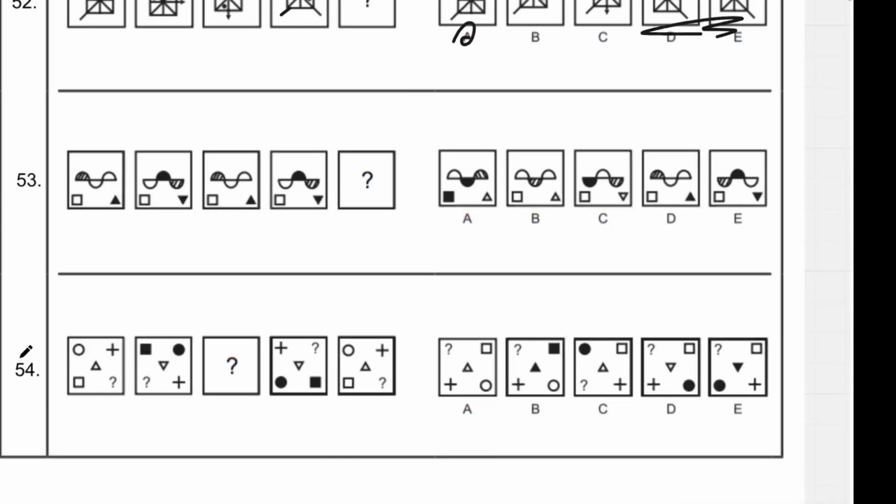So for 53, we have this pattern that has squares over here, and we see that this triangle goes up, down, so it's going to go up. It's going to stay black, so we can cross all of these out, cross this out, and just get D.